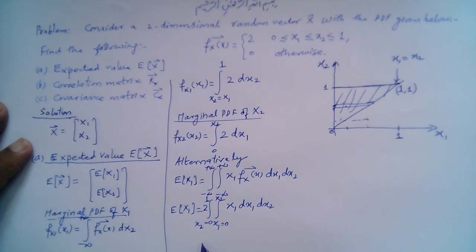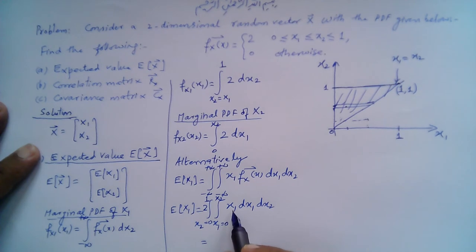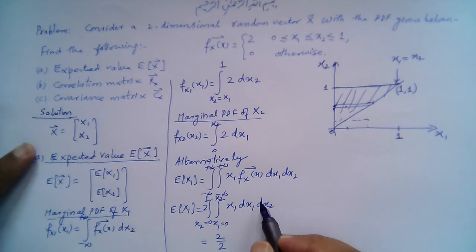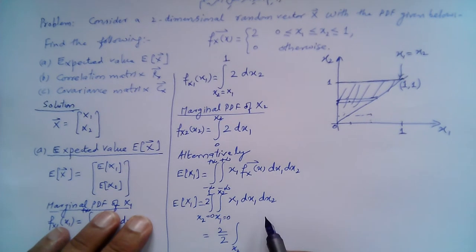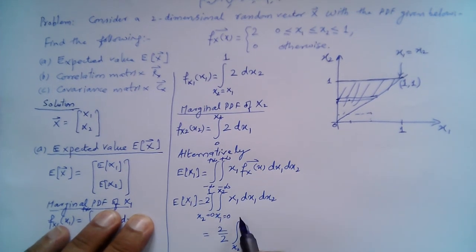So when we integrate with respect to x1 now, this will be x1 square over 2. So 2 over 2, we can take it outside, right? And x2 is from 0 to 1. This will be x1 square over 2. We have taken 2 over 2 outside, 1 over 2 here, right? And the limits for x1 are 0 to x2, and we still need to integrate with respect to x2 here, right?